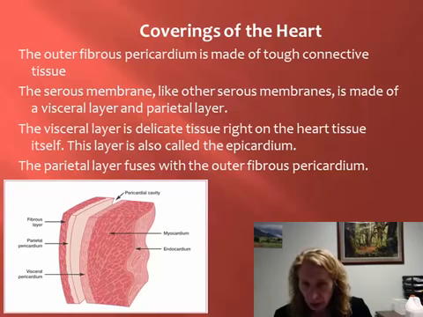The inner visceral layer, as you can see in the picture here, is right on the muscle of the heart. The muscle of the heart is called myocardium. That visceral layer is right on the muscle of the heart. It's also called epicardium. The parietal layer fuses with that outermost fibrous pericardium. In between, we see a pericardial cavity.